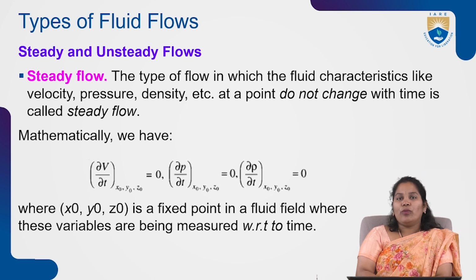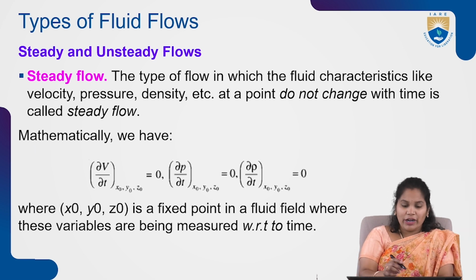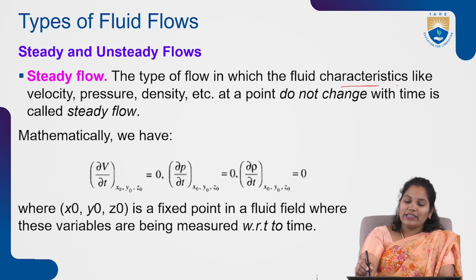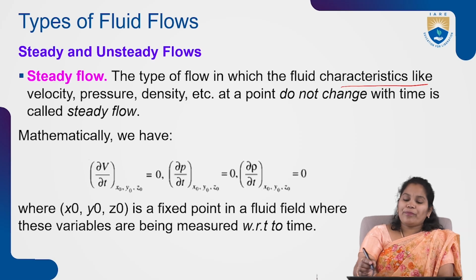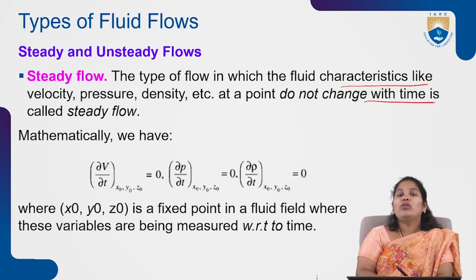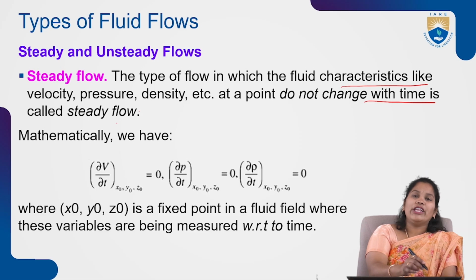The steady flow is a type of fluid flow where characteristics like velocity, pressure, density, etc. are not changing at a point with respect to time. It is called a steady flow. All these fluid parameters, like velocity, pressure, and density, are not at all changing with respect to time, and that is called a steady flow.